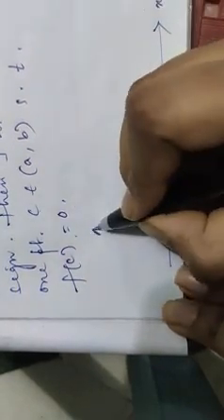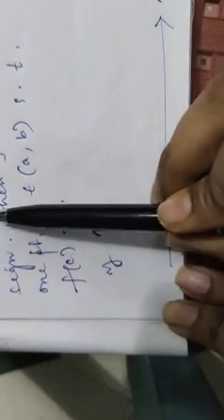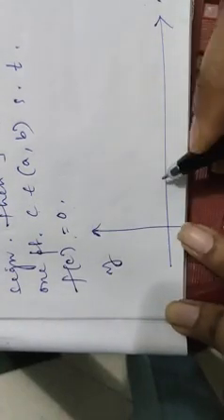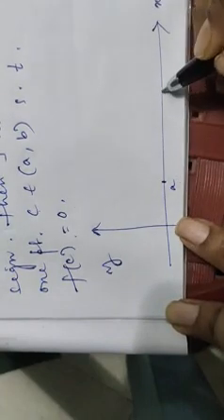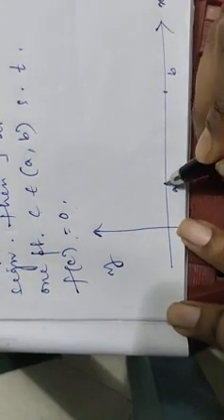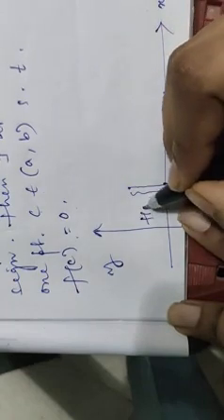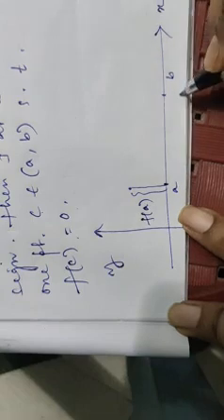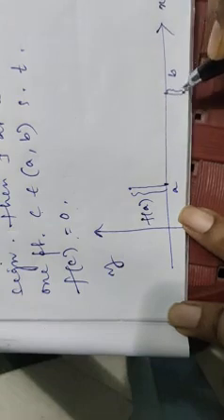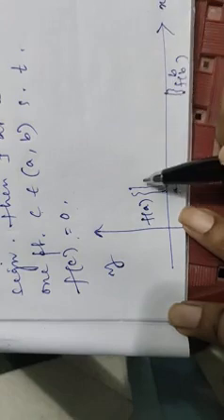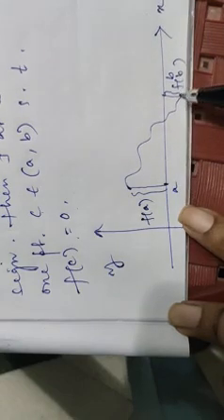If we try to get the graph of the function like this, suppose this is the two-dimensional x-axis, y-axis, and it is saying f(a) and f(b) are of opposite sign. Let's take f(a) positive, f(b) negative. Suppose this is the point a and this is the point b. f(a) is positive, so somewhere here is f(a), and f(b) is negative, so somewhere here it is f(b). This length is f(b), and here is the graph like this.